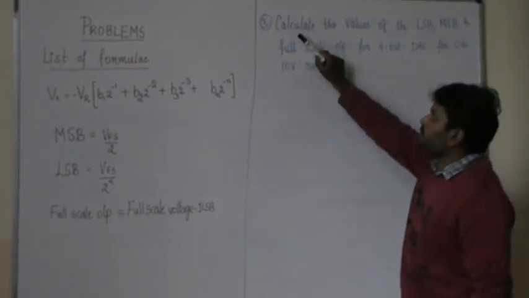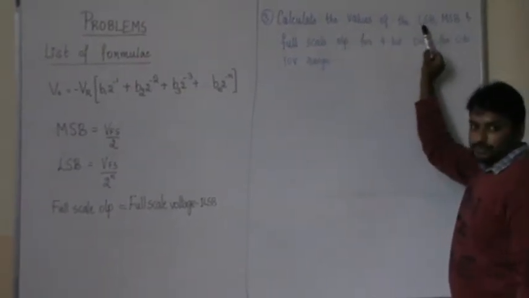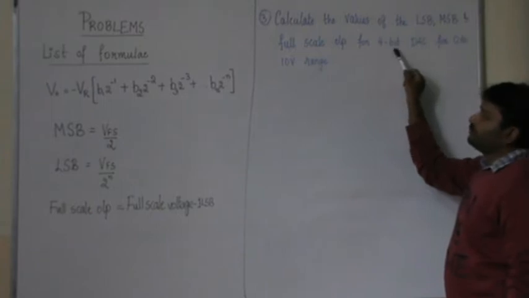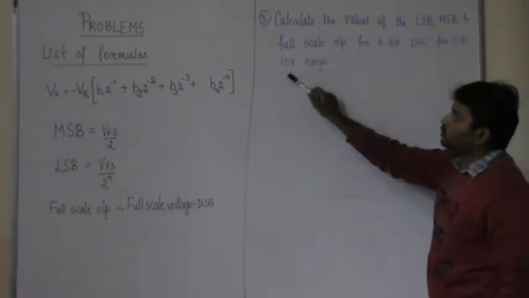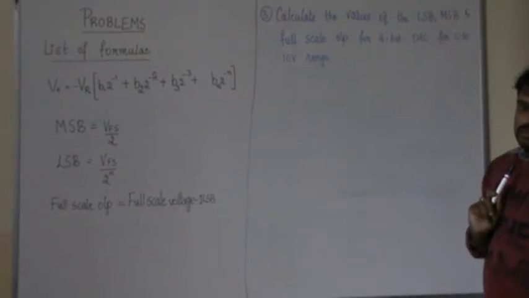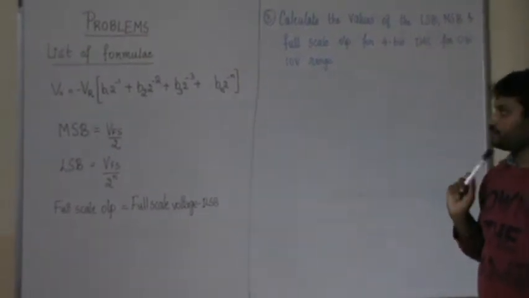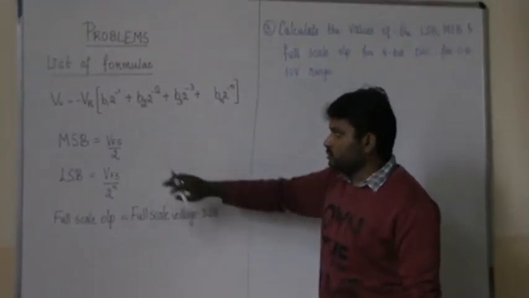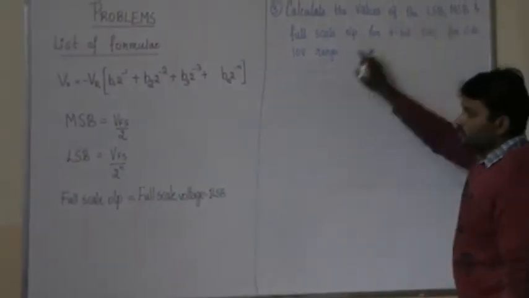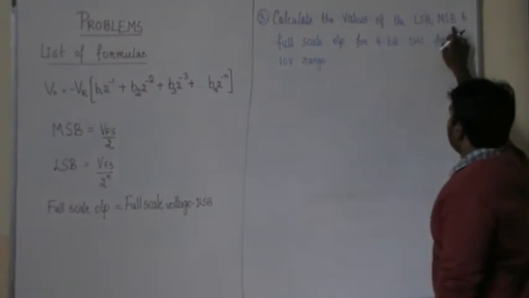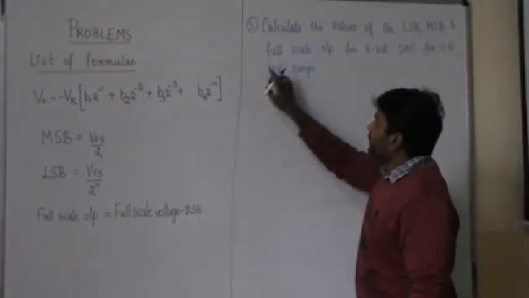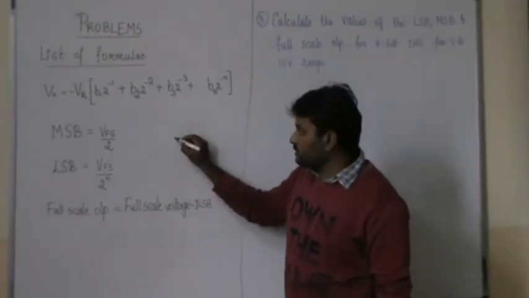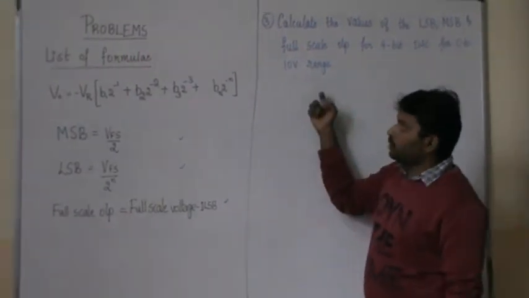So what is this problem? Calculate the values of LSB and MSB, and also the full scale output for a 4-bit DAC for a 0 to 10 volts range. This is the question. Now you have to use whatever formulas you are supposed to use. You have to use the LSB formula because they asked for LSB, the MSB formula because they have asked MSB, and also the full scale output formula, which is also asked. So you have to use these three formulas to solve this problem.